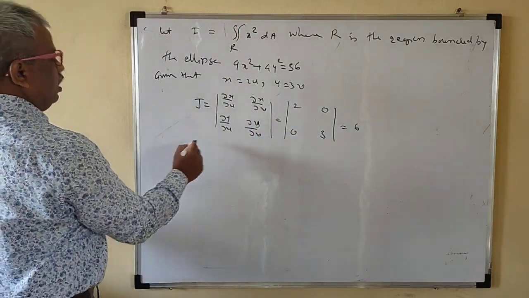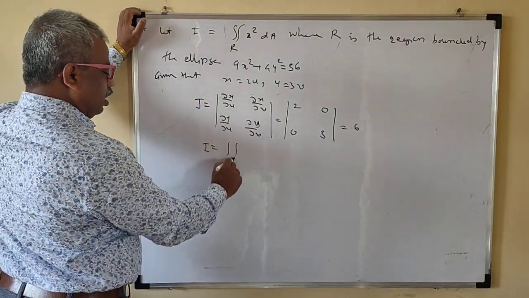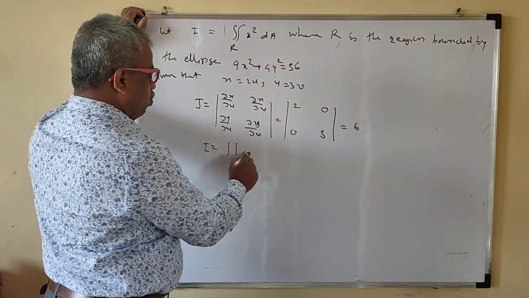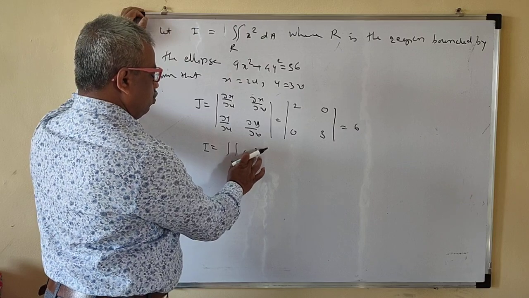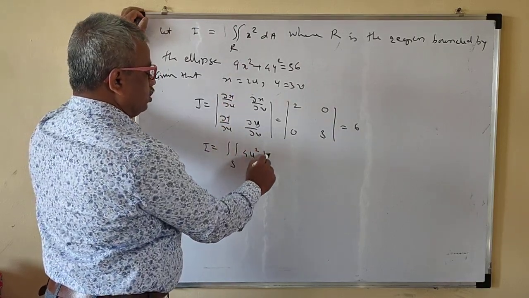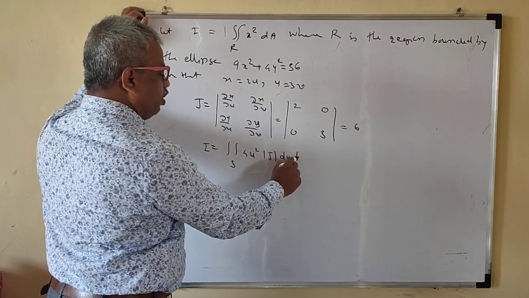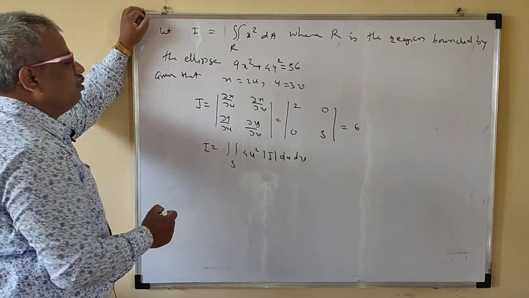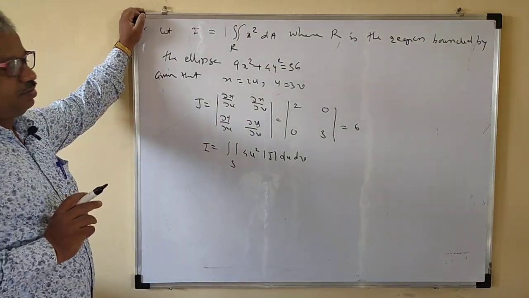Okay. Now your integral is nothing but what? Integral over S. So this is what? 4u square. Because your x square, x is twice u. So then Jacobian du dv. You can write here dv du, doesn't matter. Because what? Here the limits are not given. Okay. Now we have to find S.